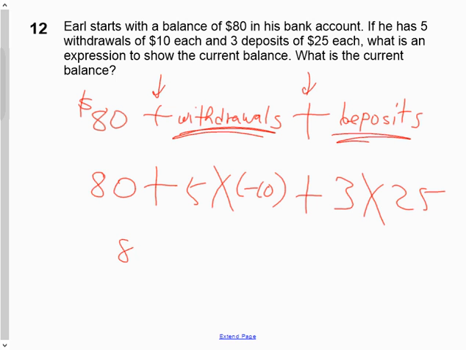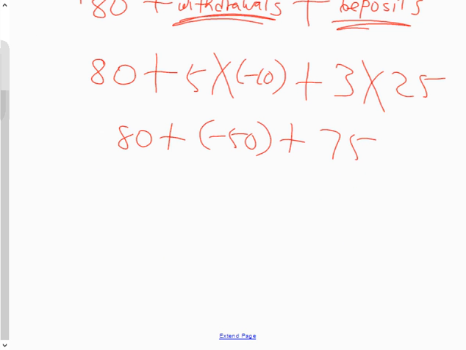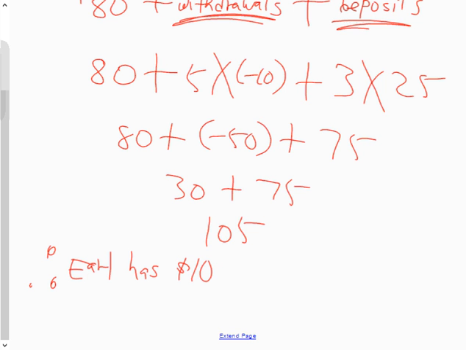Using BEDMAS to simplify, I can simplify my multiplications. I can then group them all together. 80 and negative 50 is 30. And finally, 30 plus 75 is 105. There's the simplification of the expression. And therefore, Earl, in his richness, has 105 bones in his leg.